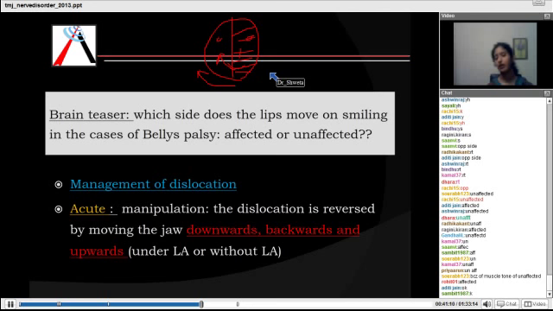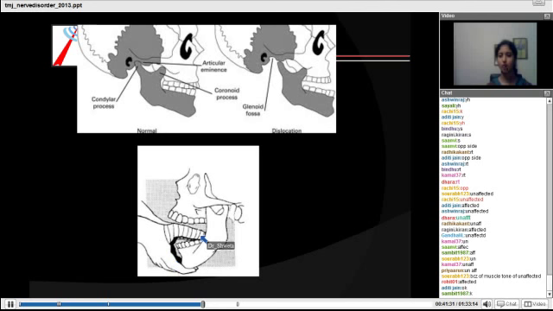Now, we are talking about dislocation. So how do you manage? In an acute dislocation, sometimes while doing a dental procedure, or sometimes due to extensive opening of the mandible during singing or talking or blowing an instrument, the mandible tends to get dislocated. That's an acute dislocation. So what you do is place your thumbs on the occlusal plane of your molars and move it downwards, backwards and upwards.